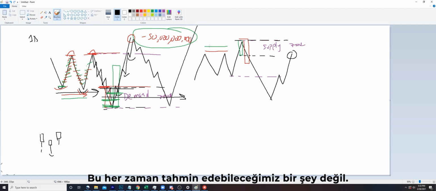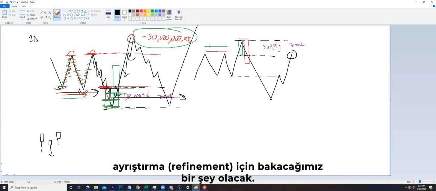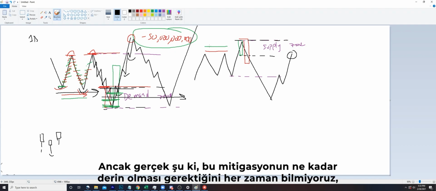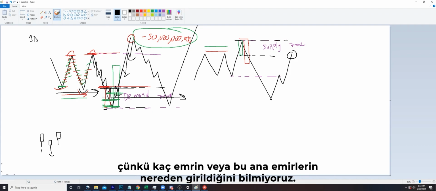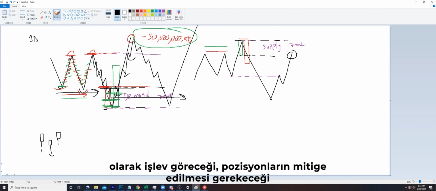This is something we can't always predict. This is something we might be able to, we will look at in the future for refinement to see where we can potentially see this mitigation. But the reality is we don't always know how deep this mitigation has to happen, because we don't know how many orders or where these main orders were entered.